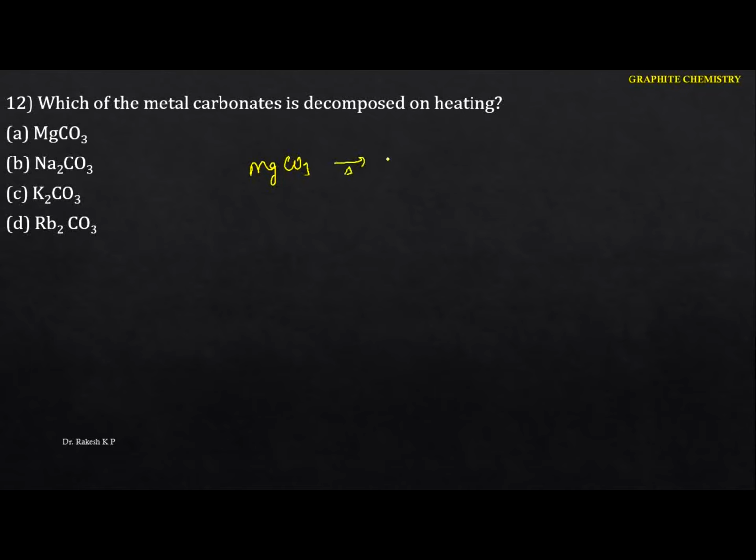When you heat this one, it forms magnesium oxide plus carbon dioxide. So this thing we can identify in the first group, that is the carbonates. Okay, hence the option is which one? That is A. So next one.